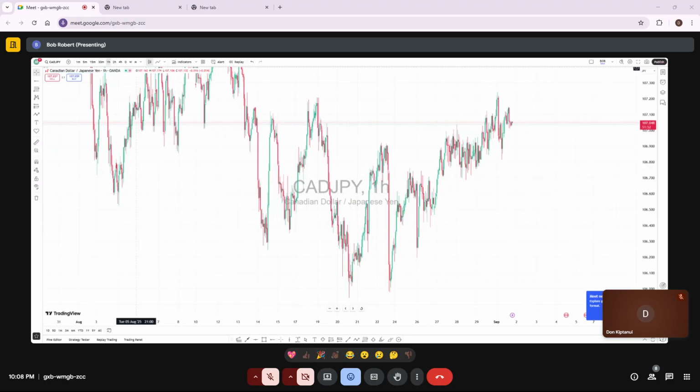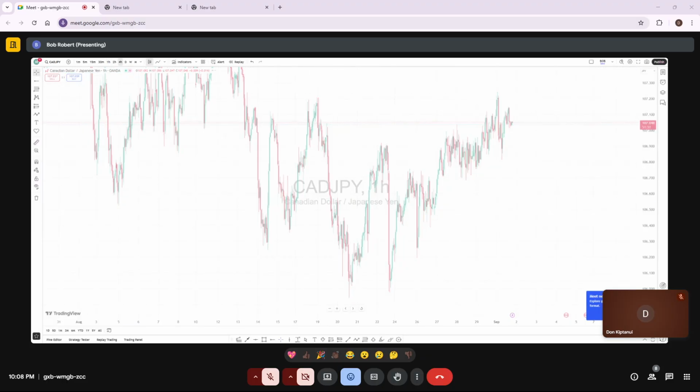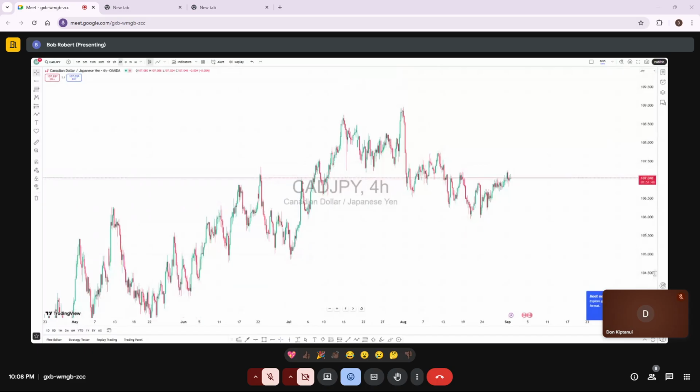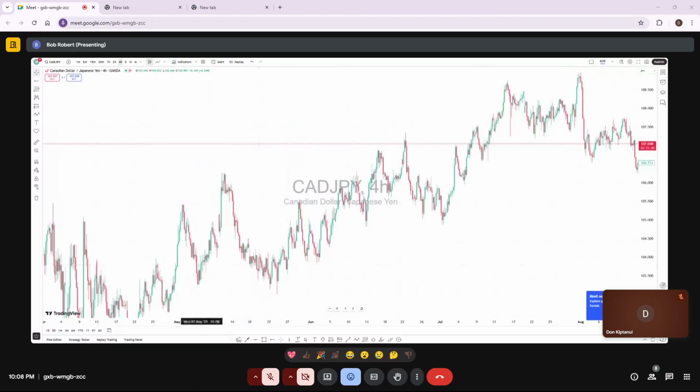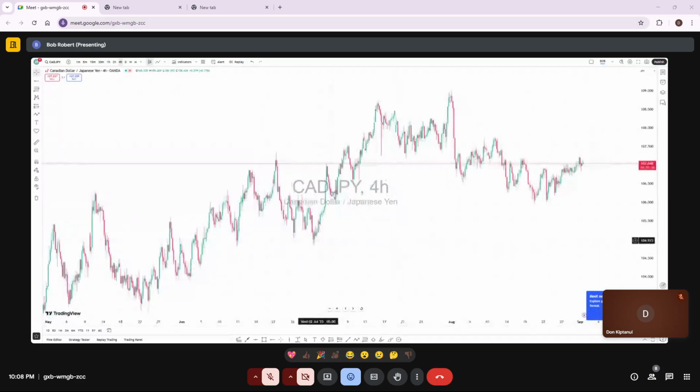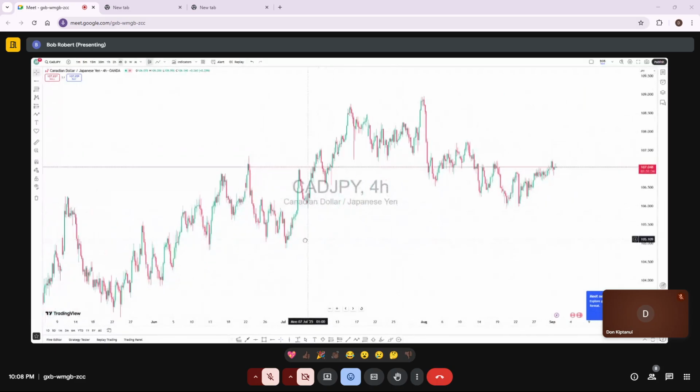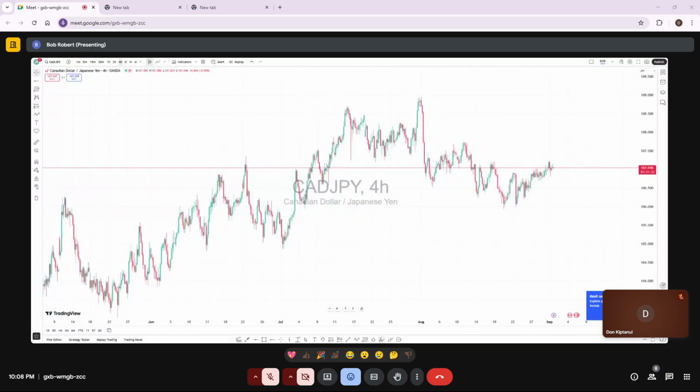CAD JPY. So now the first step is to check the general trend of the market. You see now this market has been doing what? In a bullish move. And this is where we have, is this a swing strong or a swing weak? This one.